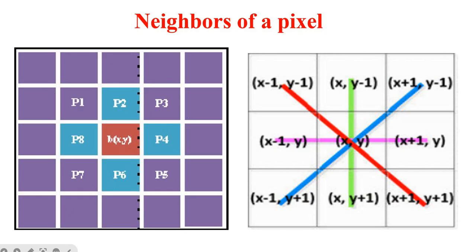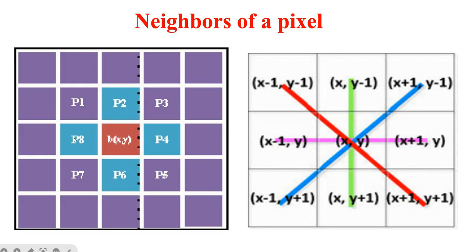Each image is made up of pixels. So here all these boxes are nothing but the pixels. Now here we will consider these pixels, that is P1, P2, P3 up to P8, P1, P2, P3, P4, P5, P6, P7 and P8, and this is the center pixel. And we can see that the pixels P2, P4, P6 and P8 are called the adjacent pixels.